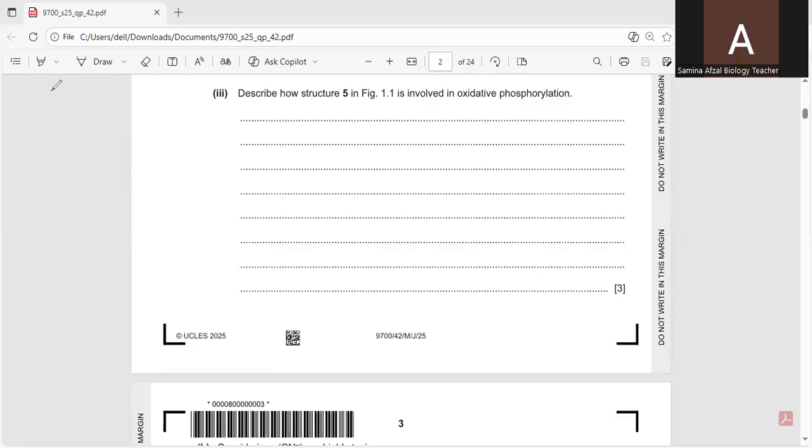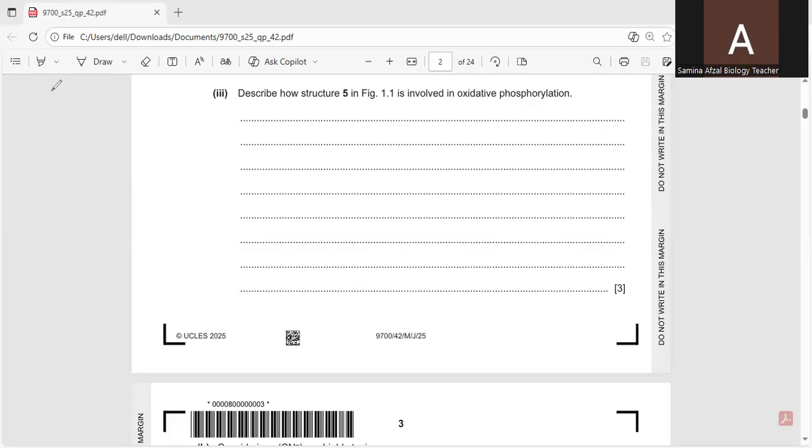So, the proton gradient: the preceding carriers 1, 3, 4 in the chain use the energy released by electrons to actively pump protons from the mitochondrial matrix into the intermembrane space. This creates a high concentration of protons in the intermembrane space and a low concentration in the matrix, establishing an electrochemical gradient known as the proton motive force.